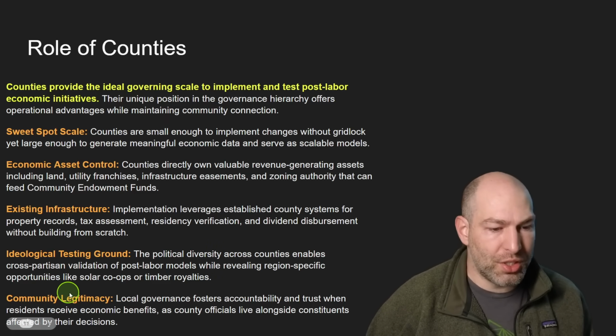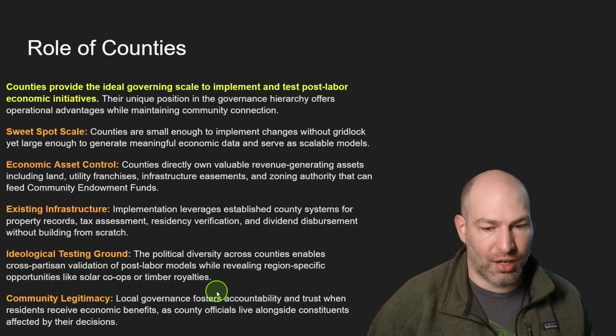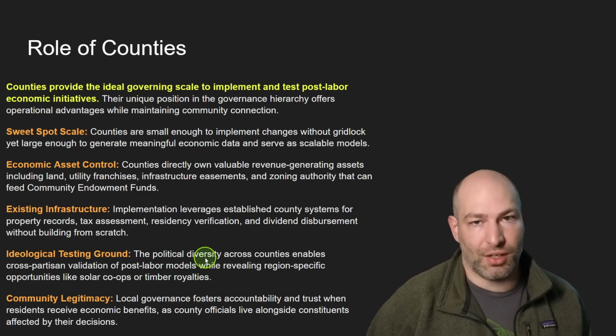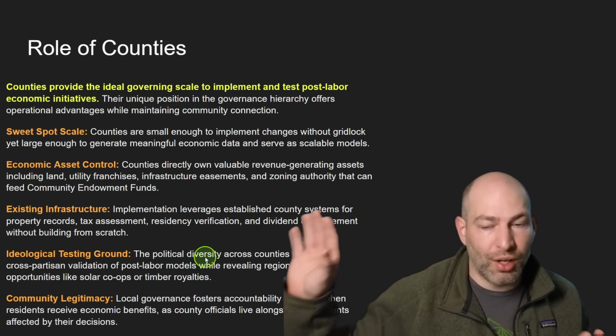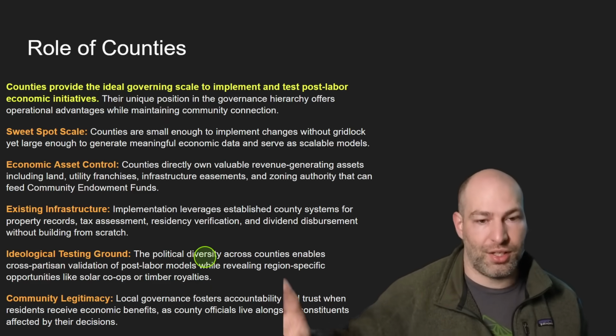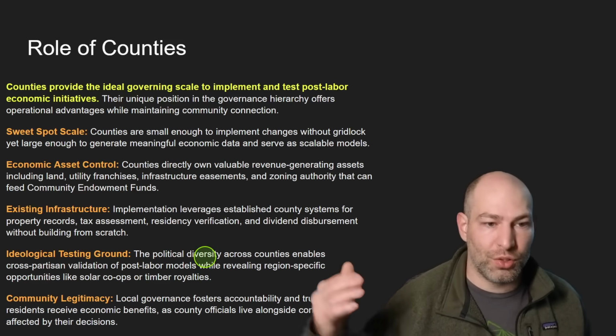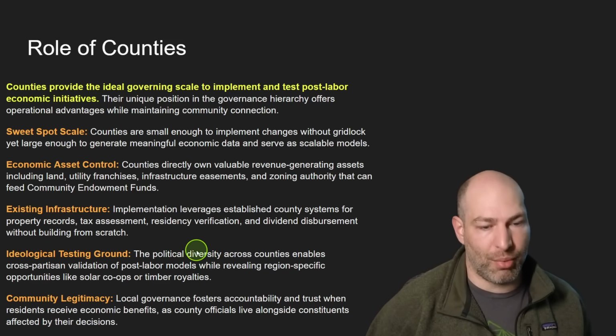And then community legitimacy. Local governance fosters accountability and trust when residents receive economic benefits as county officials live alongside constituents affected by their decisions. This is the primary principle of subsidiarity, which is push all the decisions out to as local as you can. And this includes economic decisions, which is one of the cornerstones of post-labor economics.